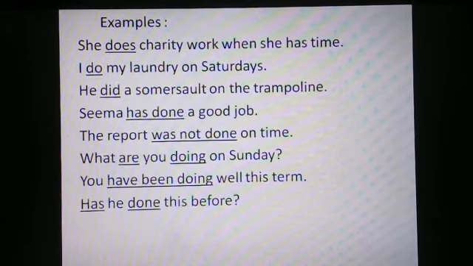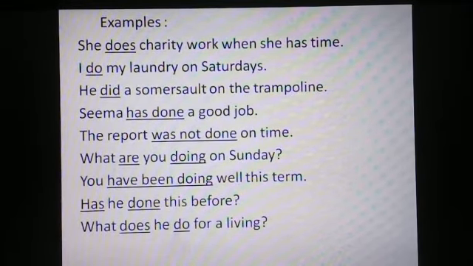Has he done this before? Again, it's an interrogative sentence, a question beginning with has, a helping verb. Then the subject he, done, third form of do, used as main verb. This is the object and before is an adverb.